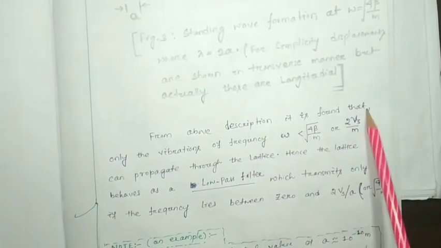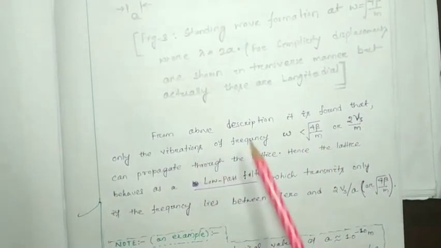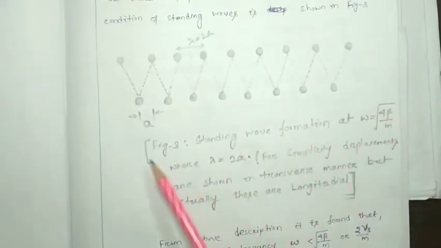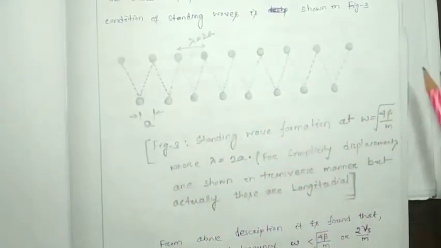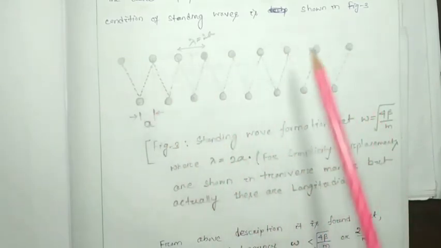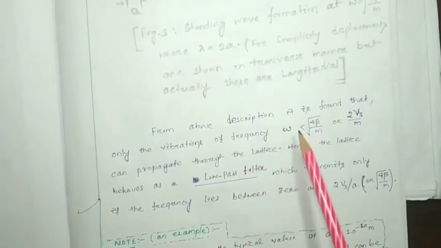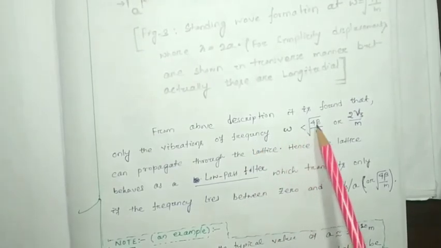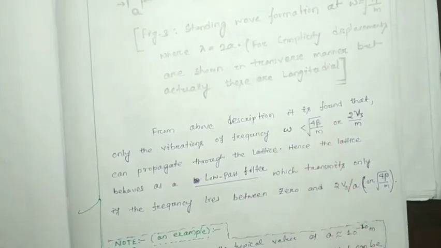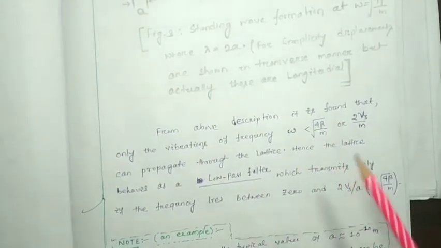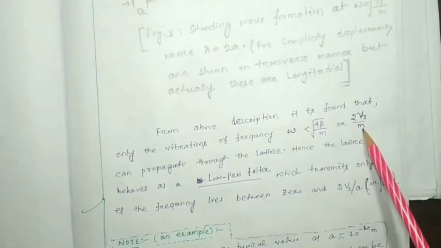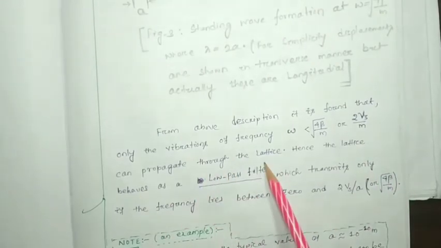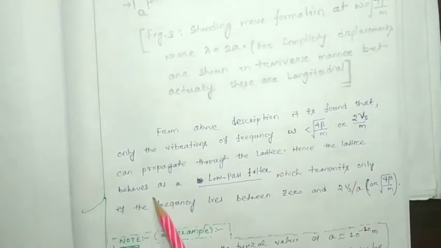So from the above description it is found that at this frequency there is no transport of energy. This frequency tells us about the standing wave, but only frequencies less than root over 4 beta by m, that is 2 Vs by a, can propagate through the lattice. Hence the lattice behaves as a low pass filter.